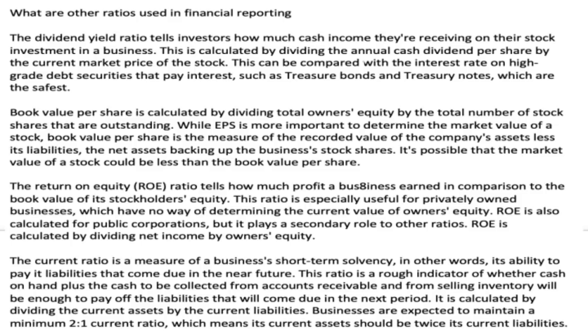The return on equity (ROE) ratio tells how much profit a business has earned in comparison to the book value of its stockholders' equity. This ratio is especially useful for privately owned businesses, which have no way of determining the current value of owner's equity. ROE is also calculated for public corporations, but it plays a secondary role to other ratios. ROE is calculated by dividing net income by owner's equity.